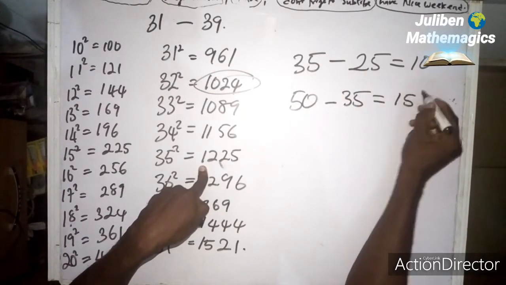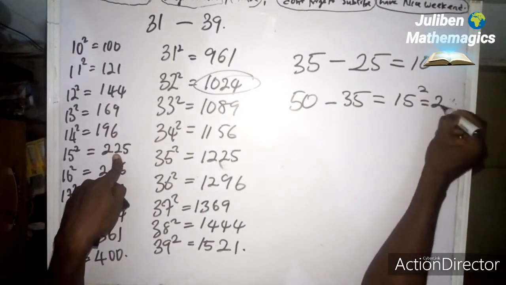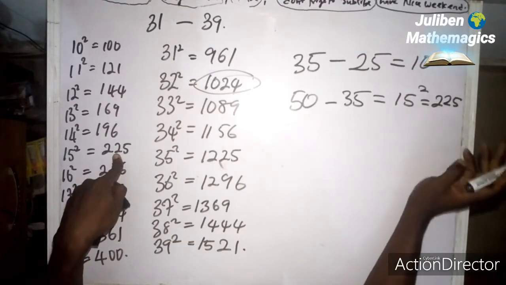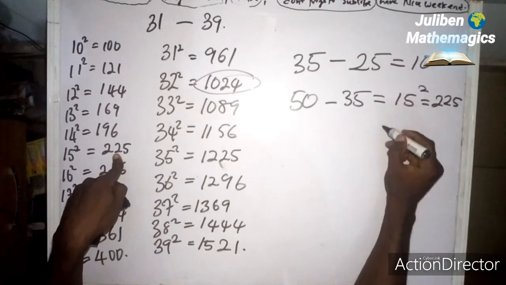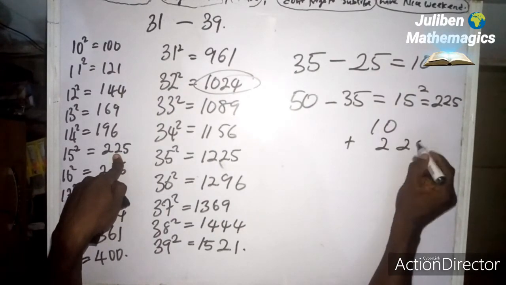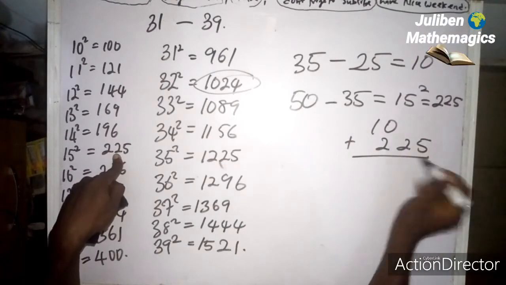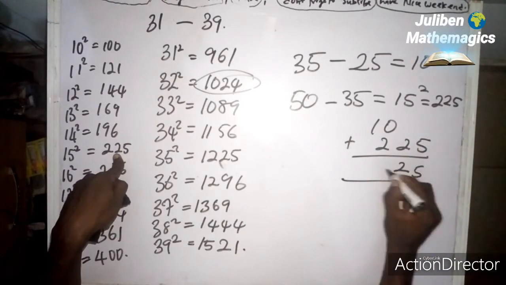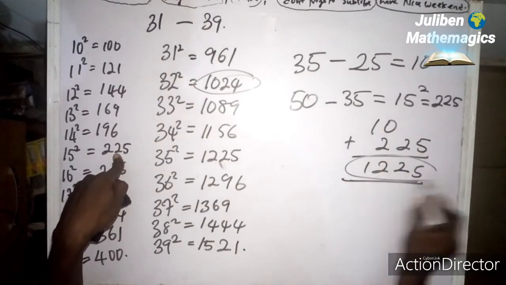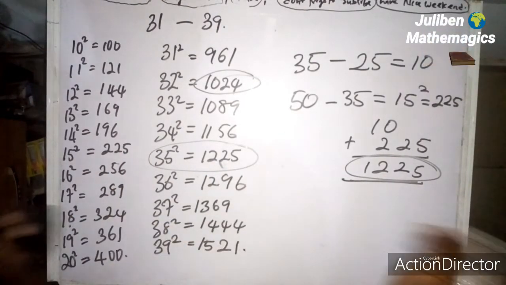Now what is the square of 15? The square of 15 is 225. Now that you have gotten 225, add it to 10. 10 plus, watch the way I'm going to arrange it, 225. The last digit will always start with the first digit of this one. And that's 1225. Can you see that? So you can also give it a try.